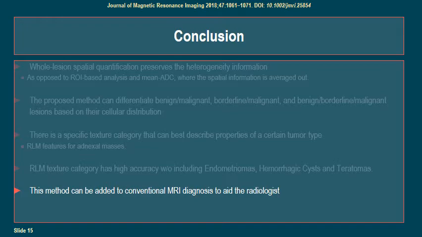And this method can be added to conventional MRI diagnosis to aid the radiologists.